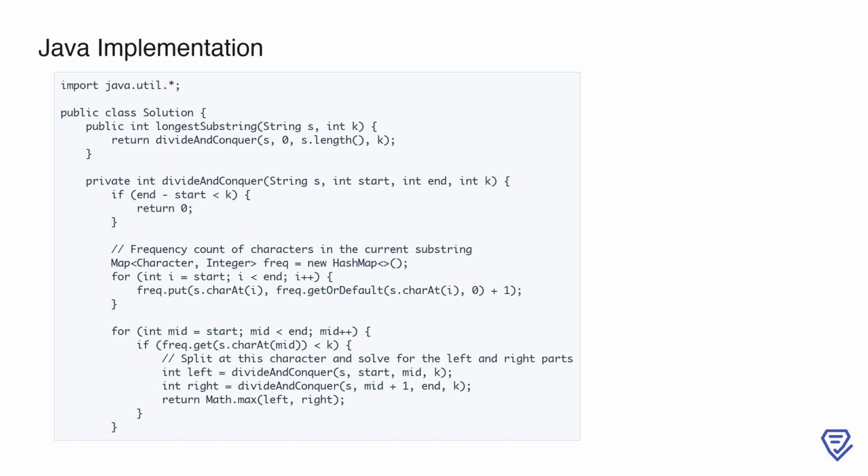Next, we calculate the frequency of each character in the current substring using a hash map. This allows us to count how many times each character occurs between the start and end indices. After building this frequency map, we loop through the substring to find any character that appears fewer than k times. Such a character cannot be part of a valid solution, so we split the string at that position and recursively solve for both the left and right parts of the substring.